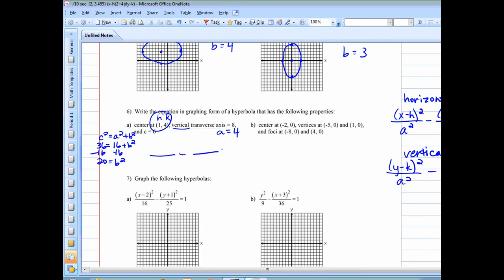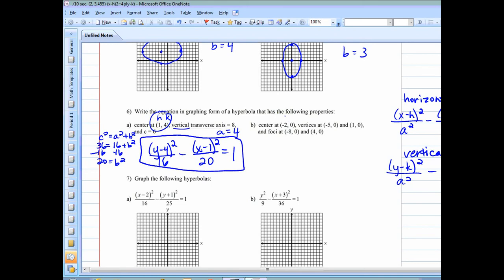And I have the fraction minus fraction equals 1. Because it's vertical, that means the y comes first. We take the y part of our center with it, and then the x part. I'm sorry, I called it vertex, I meant center, excuse me. And then for the denominator, a squared is always in the bottom left, and b squared is the bottom right.